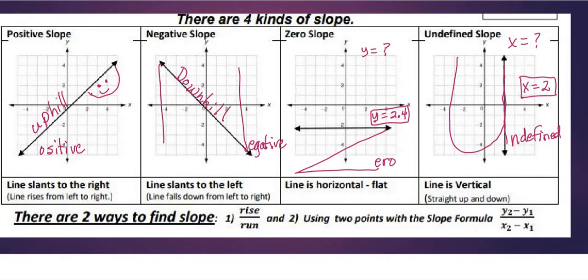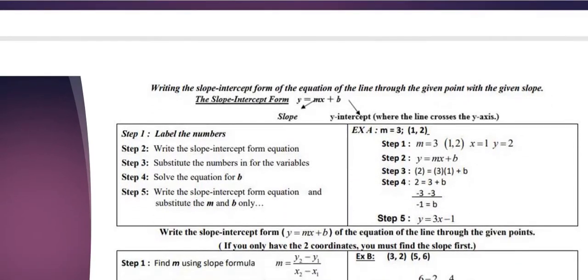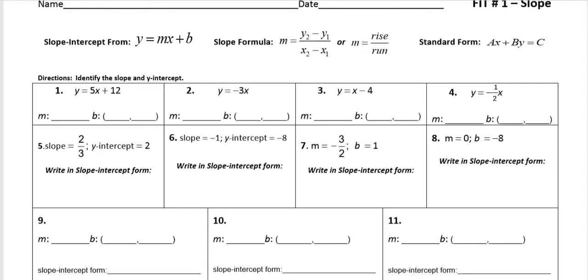You have 2 ways to write slope or define it: rise over run, as I mentioned, and the slope formula. Now, on these next ones, before we go on to this, I'm going to switch over and review slope and writing it in slope-intercept form.